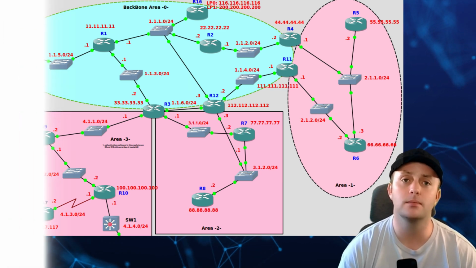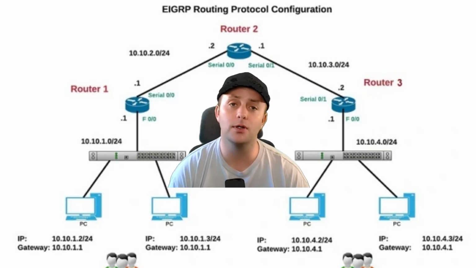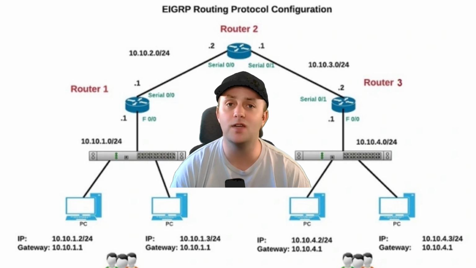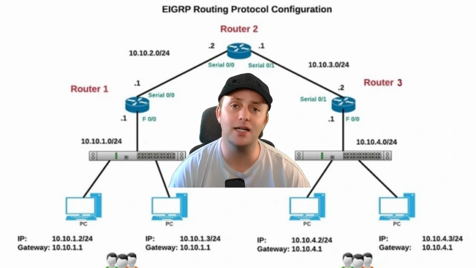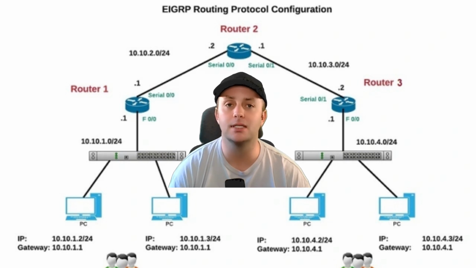Now on to my favorite, EIGRP, or Enhanced Interior Gateway Routing Protocol. EIGRP is a hybrid routing protocol developed by Cisco that combines features of both distance vector and link state protocols. EIGRP uses metrics like bandwidth, delay, load, and reliability to determine the best path, which makes it more flexible than RIP. It's like the Ferrari of routing.